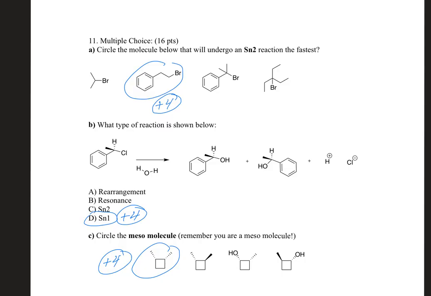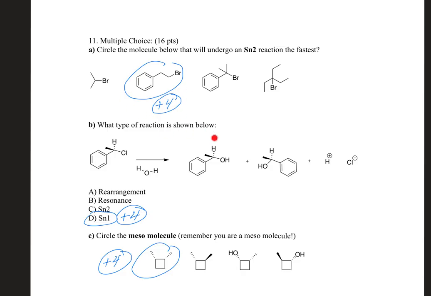Couple multiple choice questions. Which will undergo an SN2 reaction the fastest? So this is looking at electrophiles, right? So you have secondary, primary, tertiary, and tertiary. SN2 is all about that sterics. So they want a small electrophile, less steric. So this would be the one to pick.